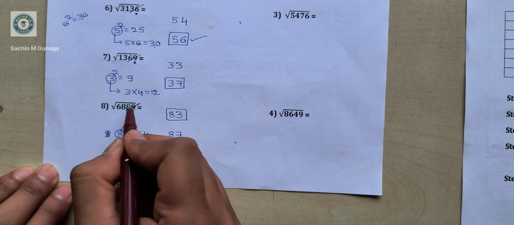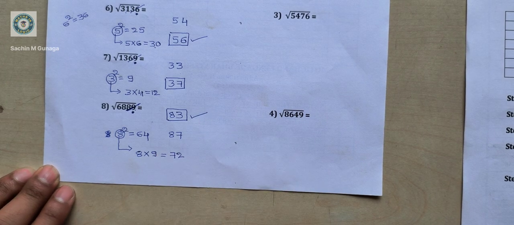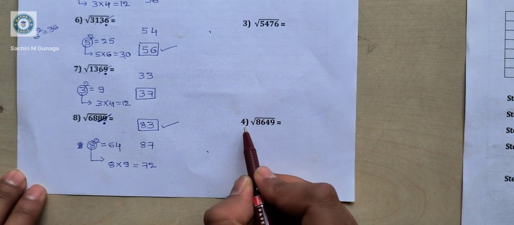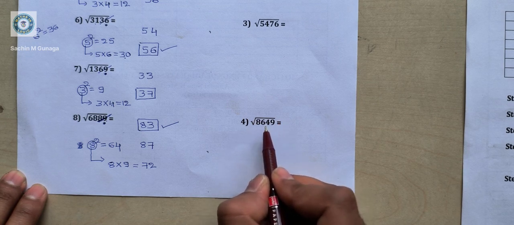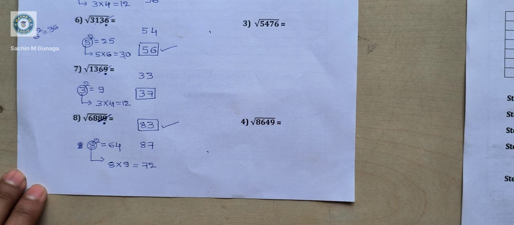Therefore, square root of 6889, final answer is how much here? 83. Next, just for practice purpose, take question number 4, square root of 8649.